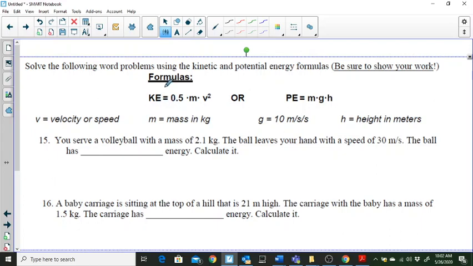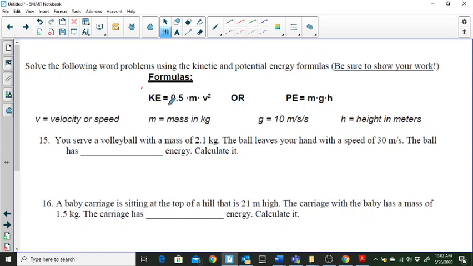All right. So solve the following word problems using the kinetic and potential energy formulas. Be sure to show your work. Here's our KE equals 0.5 mv squared, or what we've been doing is EK is equal to 1/2 mv squared. And over here we have EP is equal to mgh.